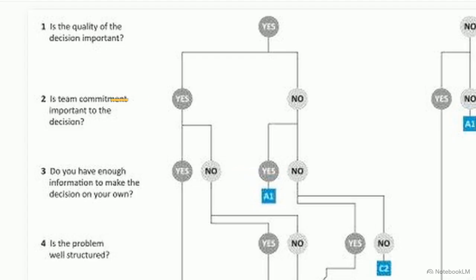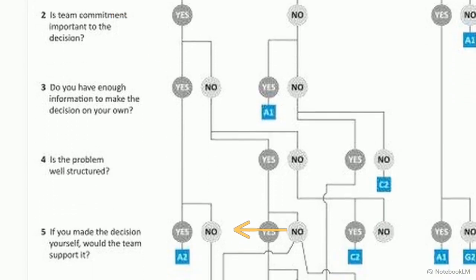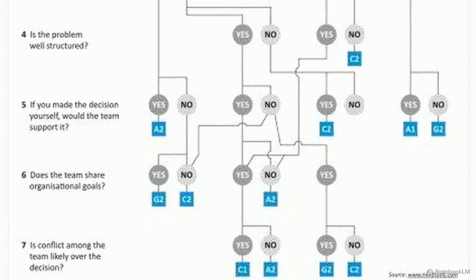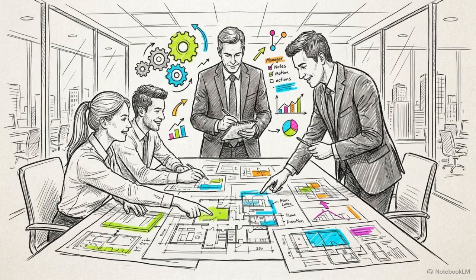Next, we evaluate the commitment variables. Is team commitment important to the execution? Yes. If you made the decision alone, would the team support it? No. Following the constraints of these variables forces us down a specific path. The algorithm yields a collaborative G2 or high-level consultative C2 style. The Vroom-Yetton model identifies consultative leadership as a structural requirement, a calculated necessity for situations where information is fragmented and execution depends on group buy-in.